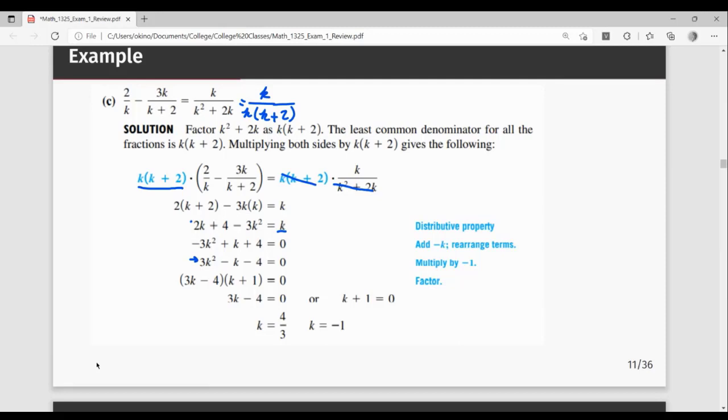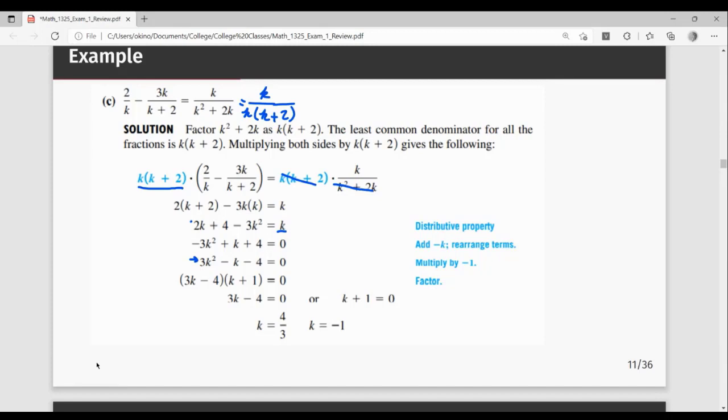Now this is a trinomial, so we can factor it. Let's look at factors of our first term, 3. So 3 and 1 are really the only factors because 3 is a prime number. And then factors of 4, and just try to find a combination that works. And spoiler alert, it's 3k minus 4 times k plus 1.